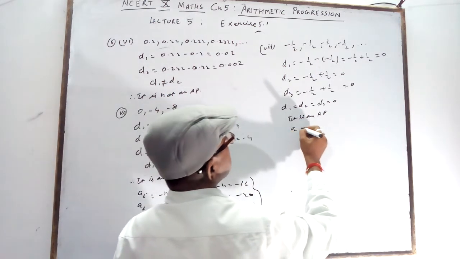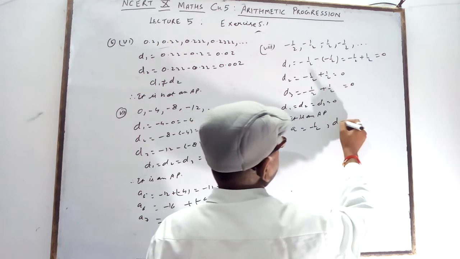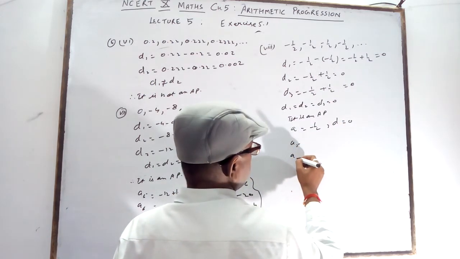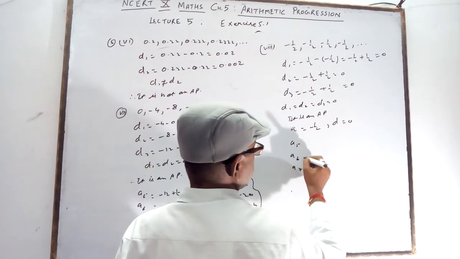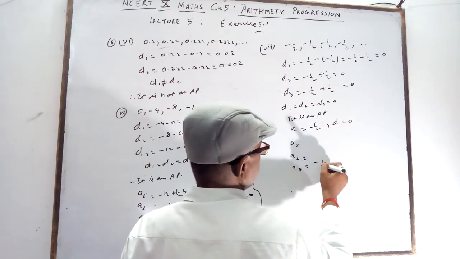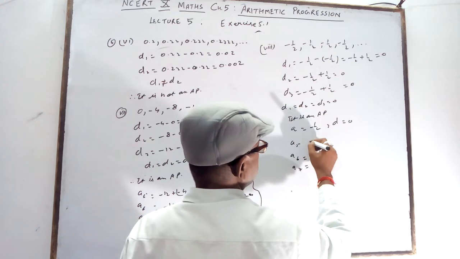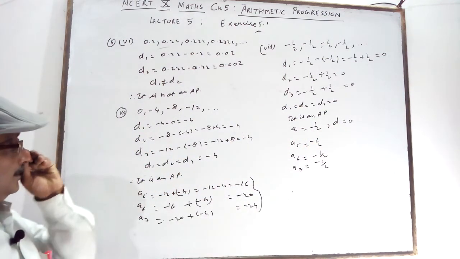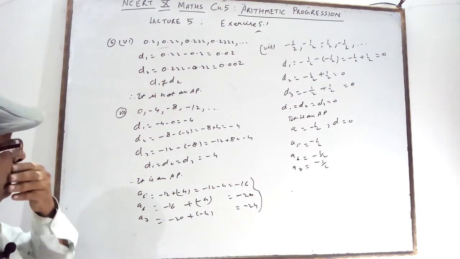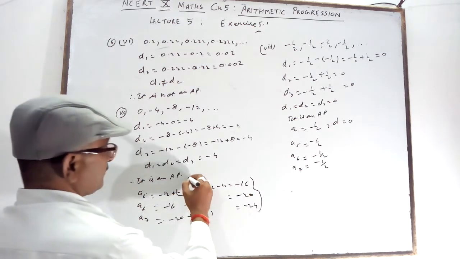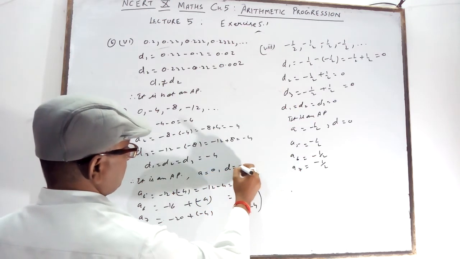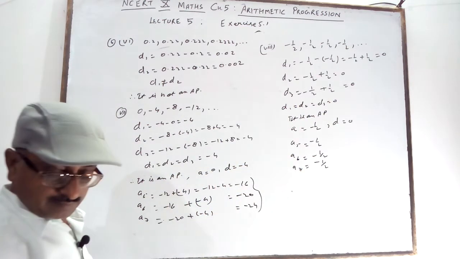So what is the first term? Minus half. What is the common difference? 0. Then the other 3 terms, A5, A6, A7, will be the same: minus half, minus half, minus half. Here the first term and common difference you want: the first term is minus half and the common difference is 0.